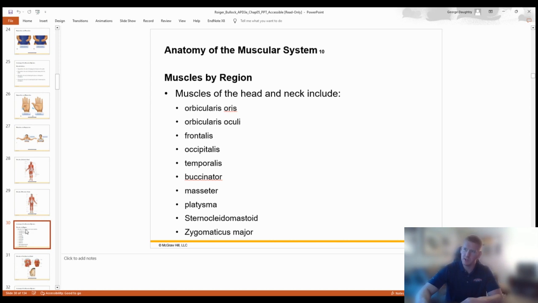So the muscles of the head and neck include the orbicularis oris, the orbicularis oculi. Those are the muscles around the forehead and the eyes. That's how we raise the eyebrows and frown and blink and squint and so forth. The frontalis, once again, forehead, occipitalis, that's on the back of the head. Buccinator, masseter, those are my chewing muscles. Temporalis, temple, right?